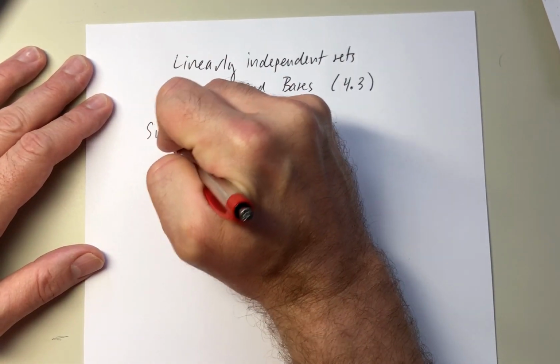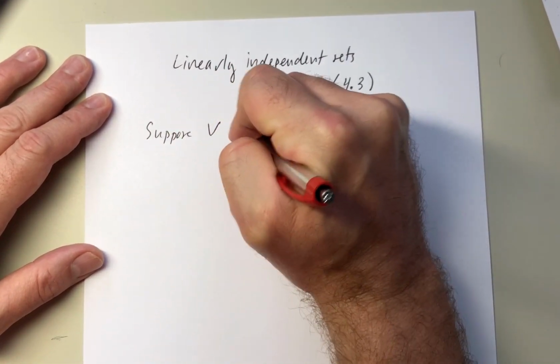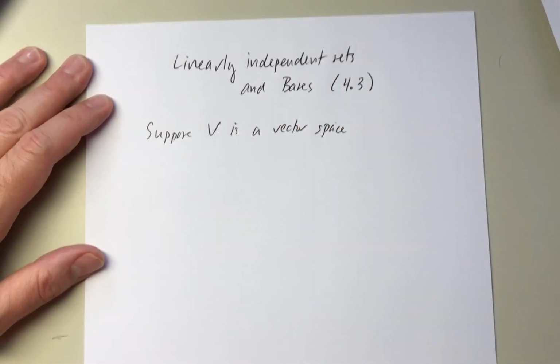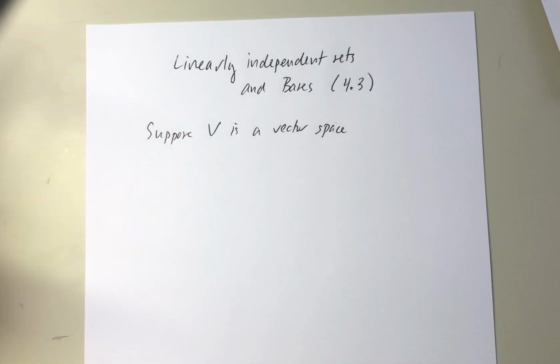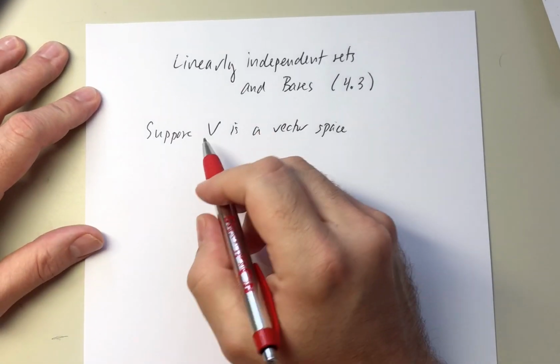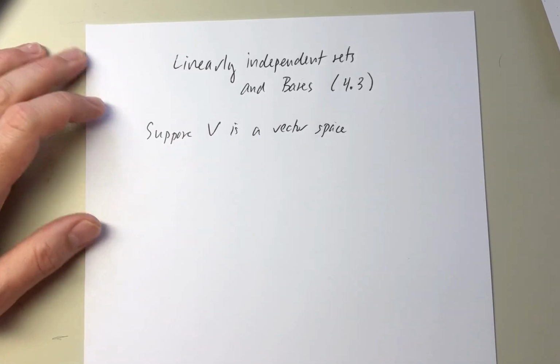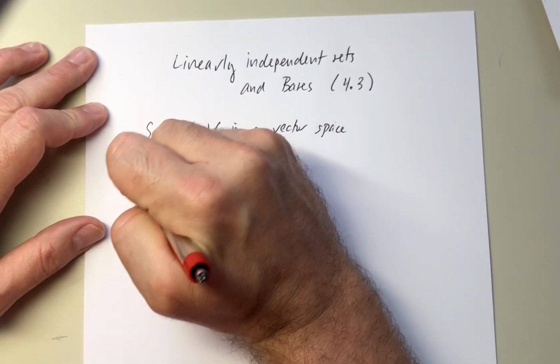So suppose V is a vector space. So remember, one example of this is vectors in Rn, like R5, but we also have these abstract vector spaces that are like polynomials of degree at most 3, say, or something like that. So here's a definition.